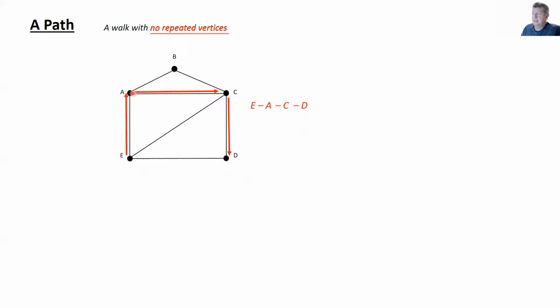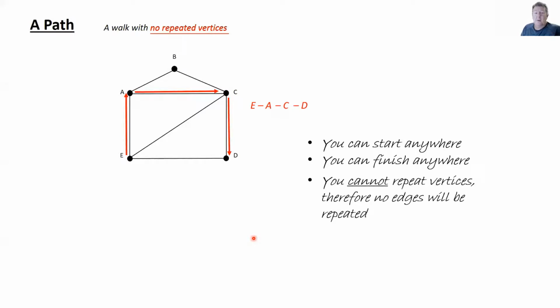We couldn't go back down to A because that would be back down to A at the vertex we've already been to. But this one, E, A, C, D, we're stuck there. Okay, so again, we can start anywhere. We can finish anywhere. We cannot repeat vertices. Now, the good news is if we can't repeat the vertices, by default, that means we're not going to be able to repeat any edges either.